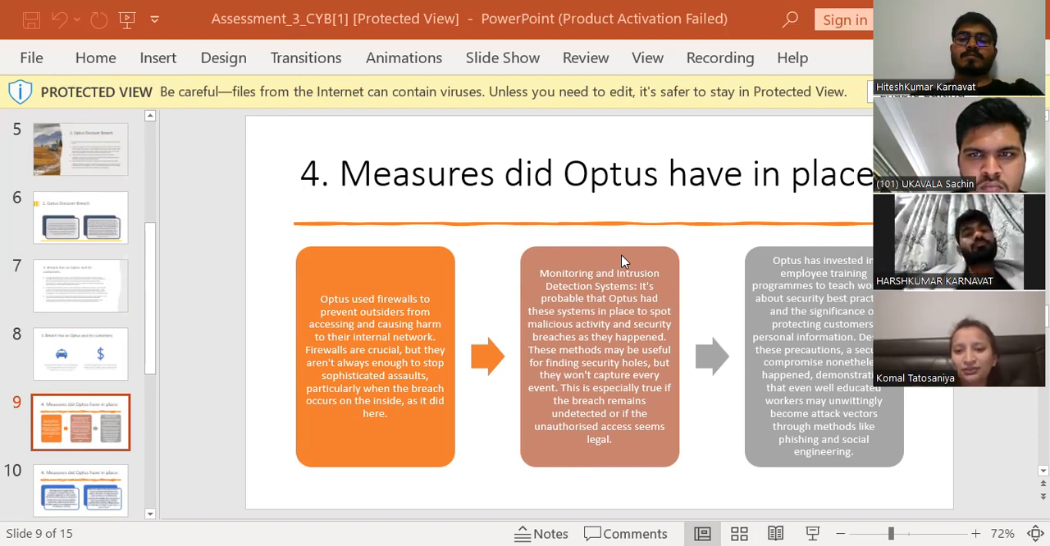The method may be useful for finding security holes, but it would not capture every event. This is especially true if the breach remains undetected or if the unauthorized access seems legitimate. Optus has also invested in employee training programs to teach workers about security-based practices and the significance of protecting customers. Next slide, to move to the next member, Sachin.